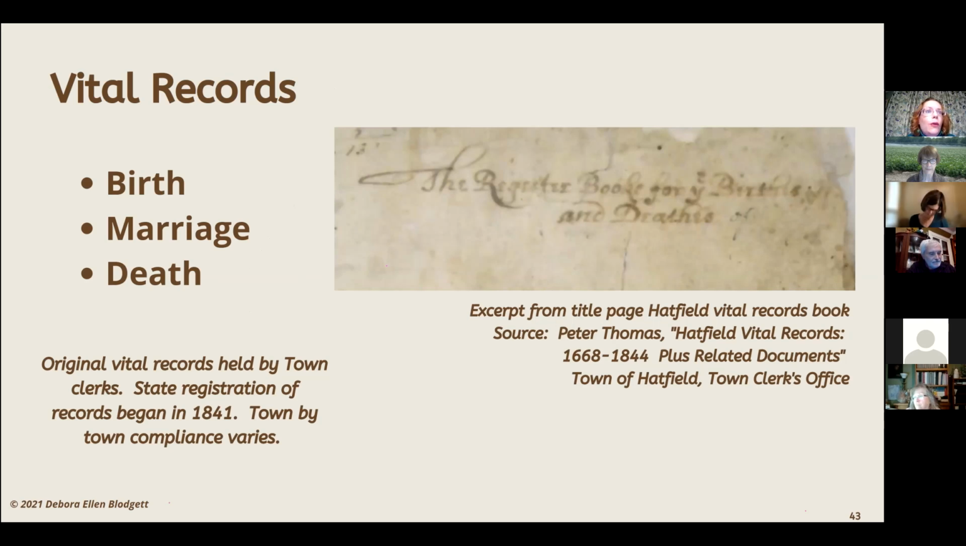Vital records are the cornerstone of genealogy research. So for each individual, we always want to find their birth information, their marriage information, and their death information. And as stated before, these early records are held by town clerks at the town level. That is how Massachusetts has always recorded them. So you should always be able to go to the town itself and find the information. And even when they did state registration, there's usually a copy held at the town level.